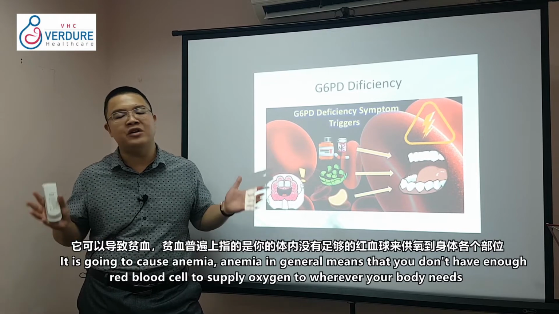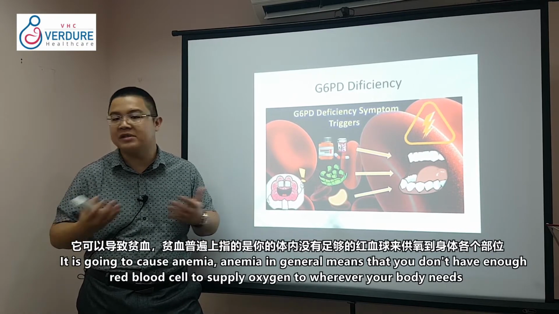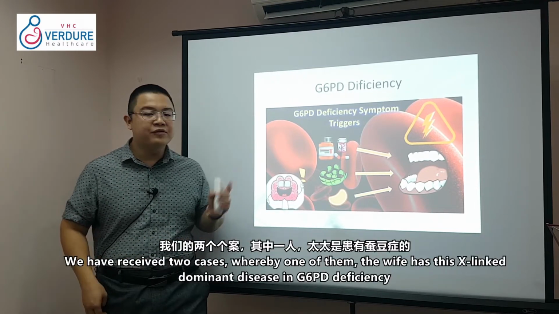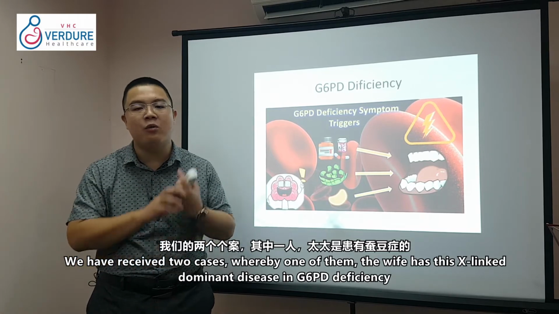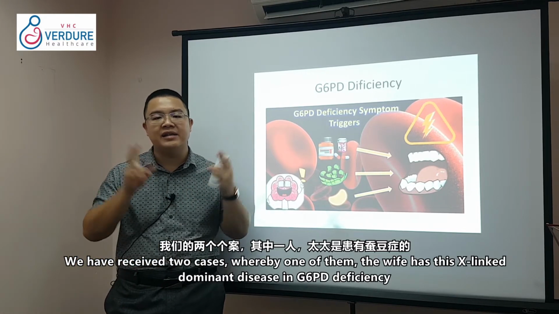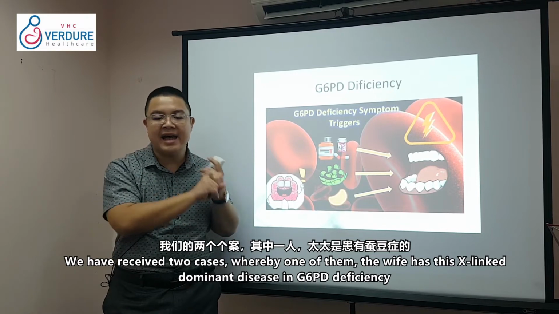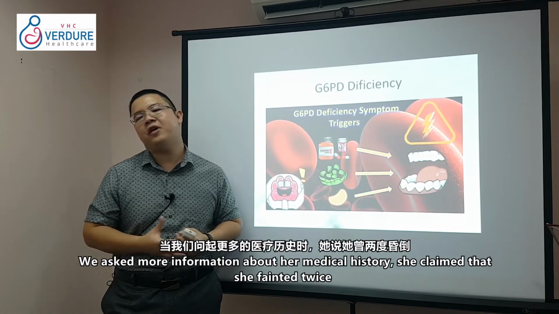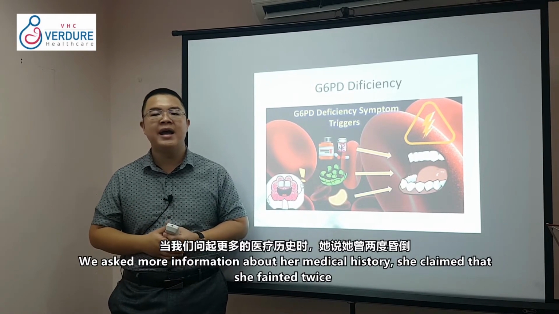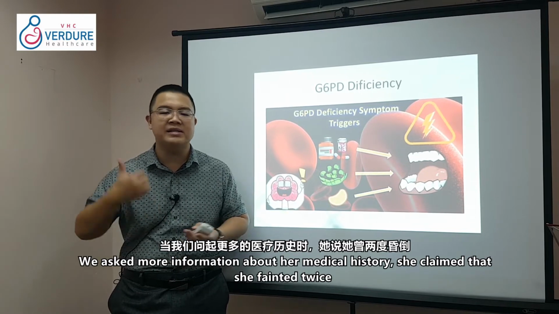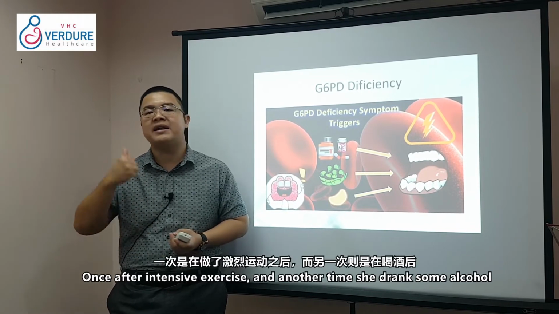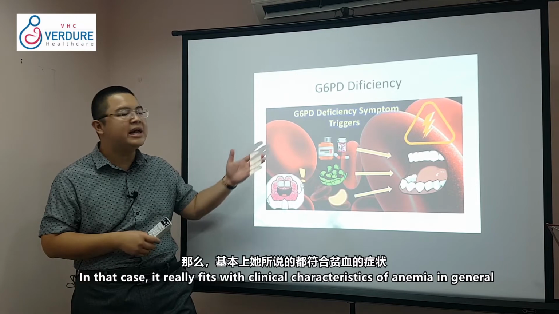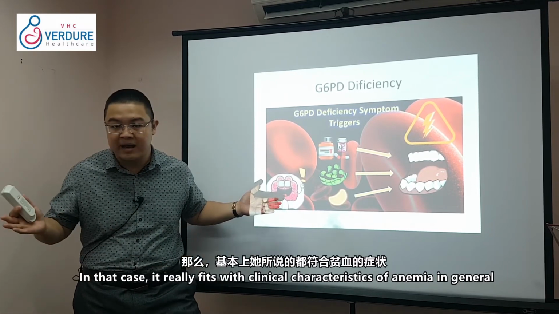Anemia in general means that you don't have enough red blood cells to supply oxygen to wherever your body needs it. Okay, so we have received two cases whereby in one of which the wife, the mother's side, so-called, has the X-linked dominant disease in G6PD deficiency. So we asked her for more information about her medical history, and she claimed that she has fainted twice, once after some intensive exercise and another time after she drank some alcohol.